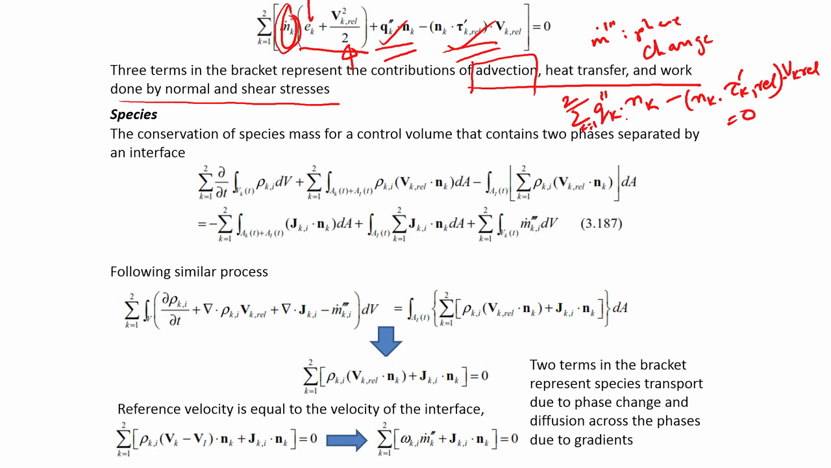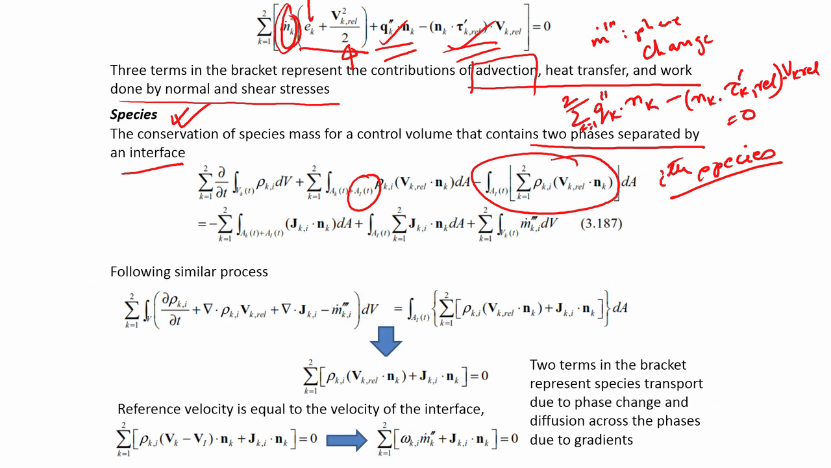Now, similarly, let us look at the species balance equation, the conservation of species mass, for a control volume that contains two phases separated by an interface. The species balance is up next, for multicomponent systems. So we are doing it for the ith species essentially. Once again, the standard thing: we add this, we take this out. This is basically nothing but the flux component.